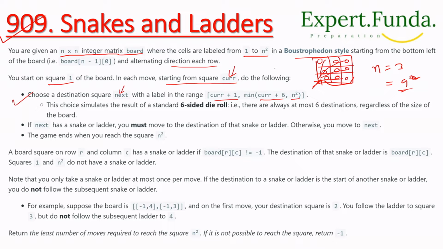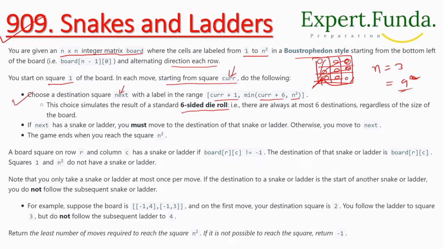So let's suppose we are here at current, and we want to move to any other position, maximum this position. So the maximum can be current plus 6, and then n square it should be. Which one is minimum? Current plus 6 should be the minimum, and if that is not the case, then it will be at most n square at that position. This choice simulates the result of a standard 6-sided die roll, so there are always at most 6 destinations, regardless of the size of the board.